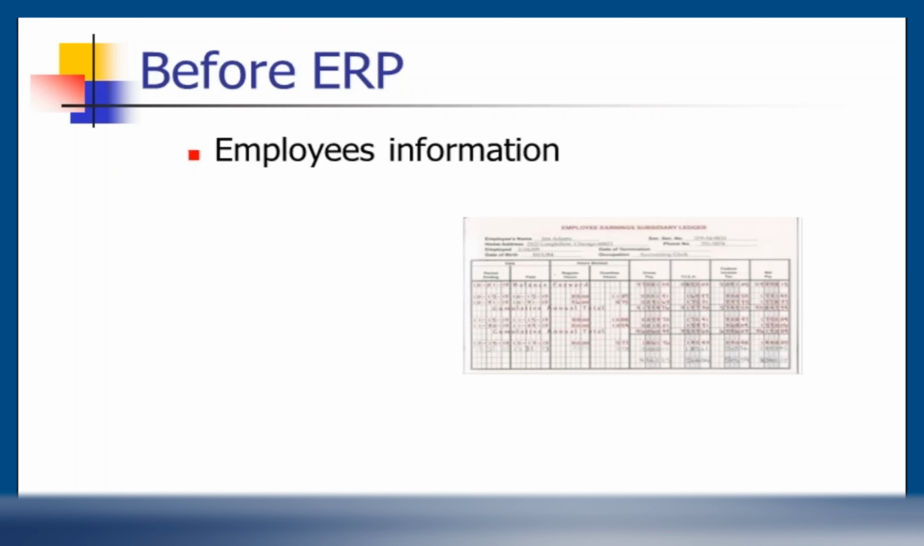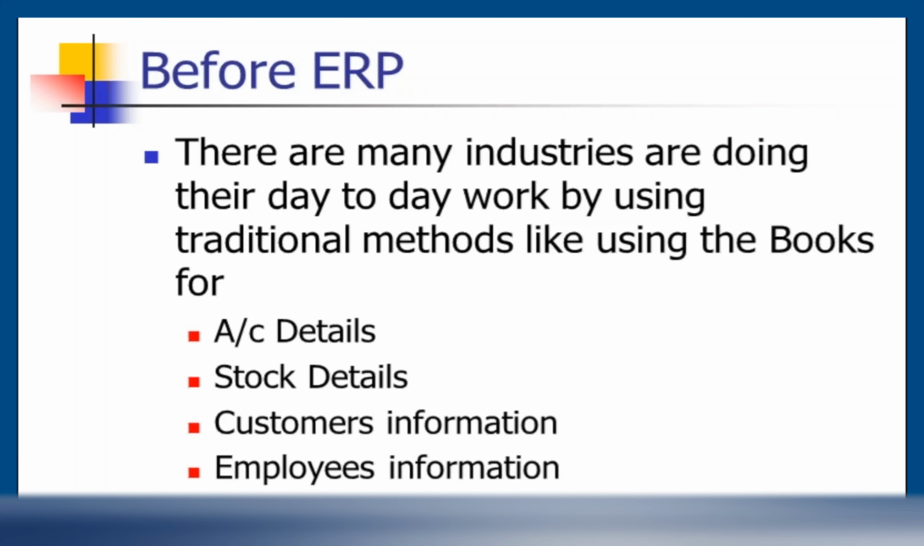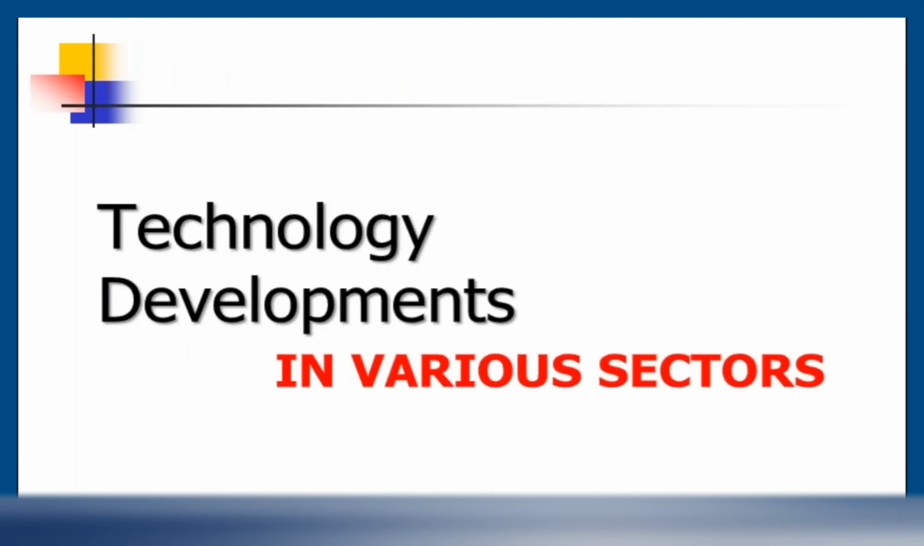Then employee information. HR people used to maintain attendance and other information of each employee, in standard formats. Like that, all the department people in a company, in any business or industry: the accounts department used to maintain account details, the stores department used to maintain stock details, the sales department used to keep customer information, and the HR department used to maintain the employees' information. They maintained all of it with traditional methods of books. That was the only available method.